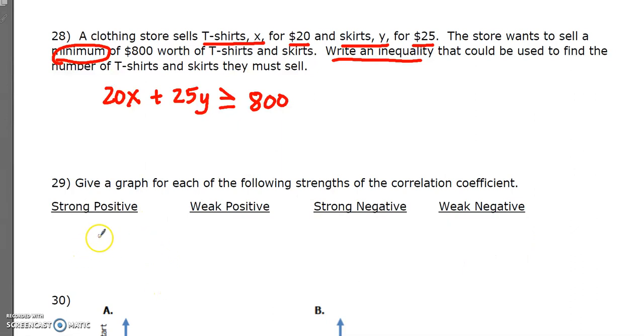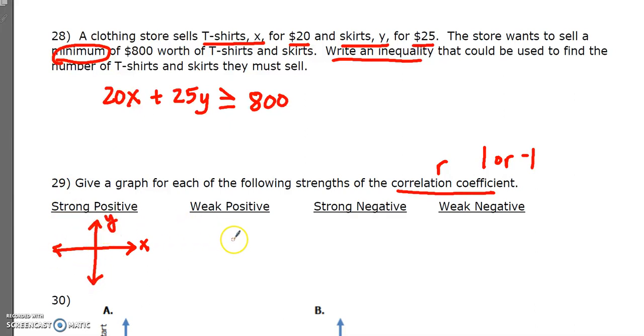All right, number 29, it says give a graph for each of the following strengths of correlation coefficient. Okay, so remember the correlation coefficient was that R value that we found in the calculator, and the closer it was to 1 or -1, the stronger the correlation was. So if we are trying to show a strong positive correlation, let me draw these graphs real fast.